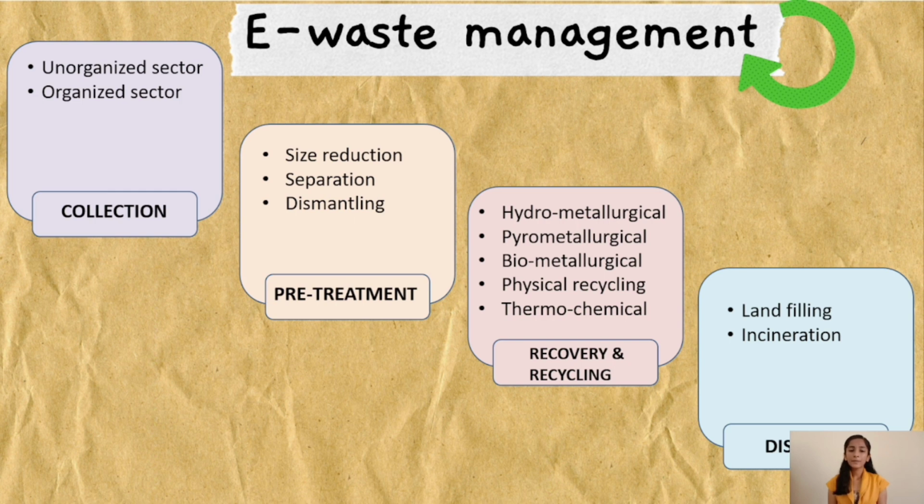And the second step is pre-treatment. Pre-treatment includes many processes like size reduction, separation and dismantling. Recovery and recycling. Recovery and recycling includes many alternatives like hydrometallurgical, pyrometallurgical, biometallurgical, physical recycling and thermochemical recycling. Disposal methods include landfilling and incineration.